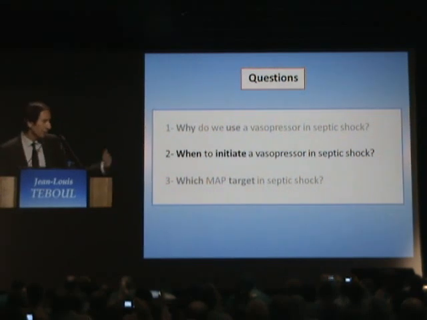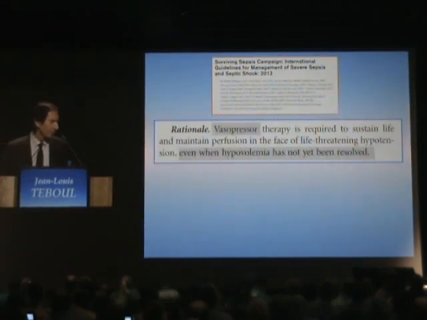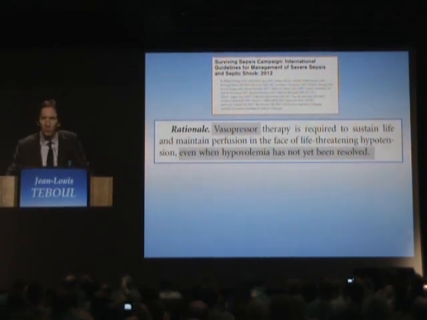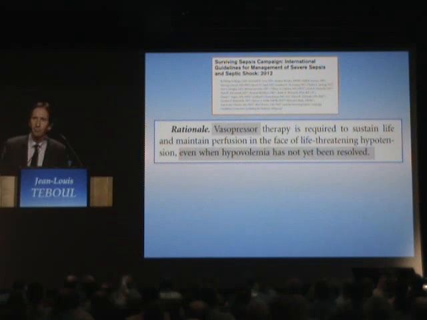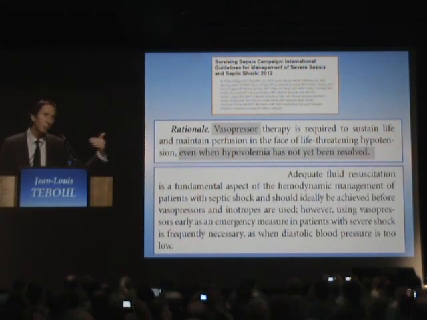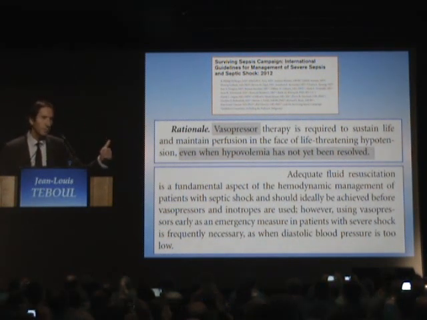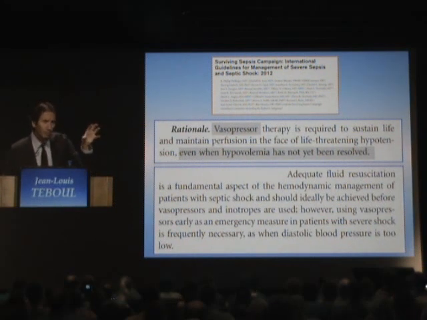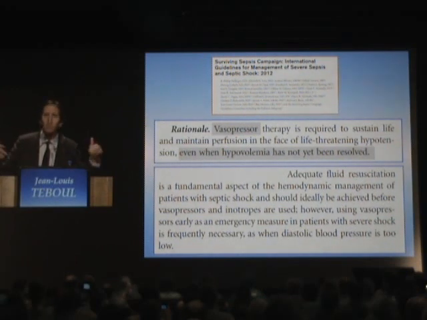So when to initiate a vasopressor in septic shock? In fact, it is easy. If we follow the recommendations of the Surviving Sepsis Campaign, and I think that we have to follow these recommendations, we know that it is possible to use a vasopressor very early. Early means more or less immediately, if there is life-threatening, severe hypotension, and you have to look at the diastolic blood pressure. When the diastolic blood pressure is too low, this is an indication to give a vasopressor.